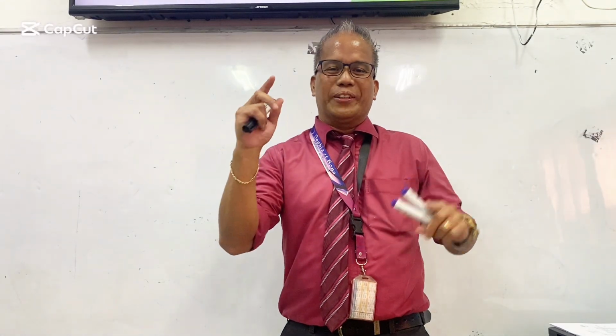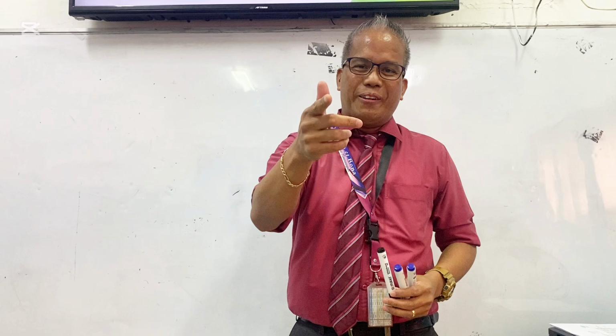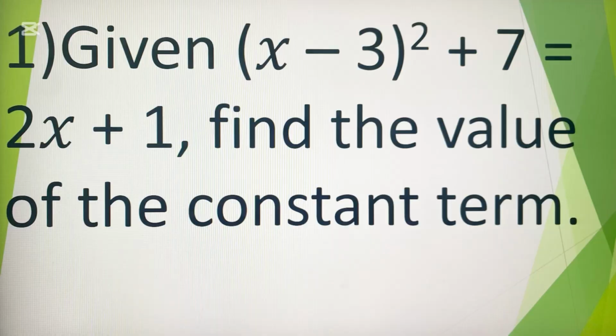Hello guys, for today's video we will have a review in mathematics. So question number 1, we are given (x - 3)^2 + 7 = 2x + 1.